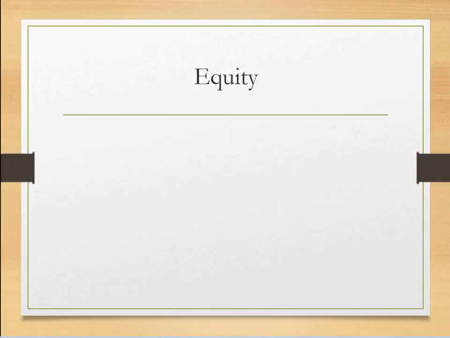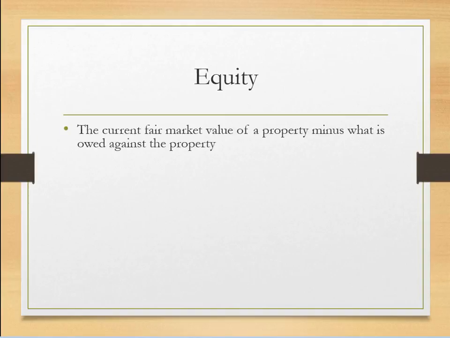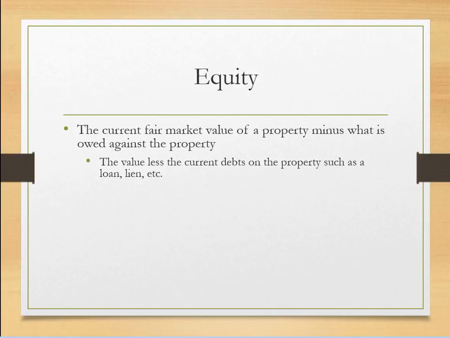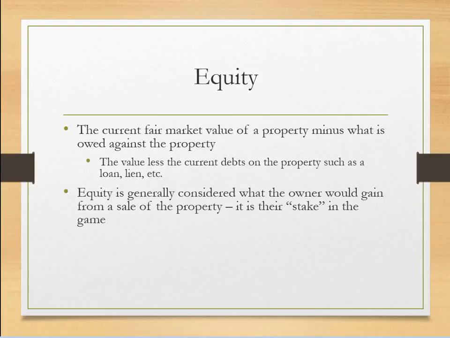The next concept we want to talk about in this prep video is that of equity. Equity is a common term in the real estate marketplace, and the simple definition of equity is the current fair market value of a property minus what is owed. So in other words, it's the current market value minus whatever is owed, such as the mortgage. Therefore, it's considered the owner's stake in the property. In other words, how much the owner could reasonably expect to take home after sales and sales expenses.